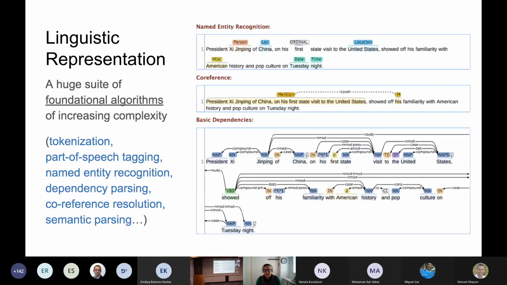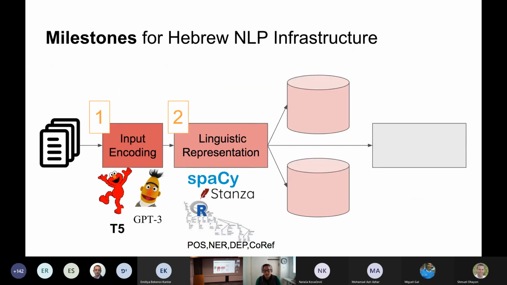Some are interested in named entity recognition or in co-reference relations between these entities. Again, I'm not going to go deep into these architectures today, but if you're an NLP practitioner, you're probably familiar with spaCy and Stanza and maybe UDPipe and other pipelines that are there to provide these linguistic representations on top of the text that is given as input.